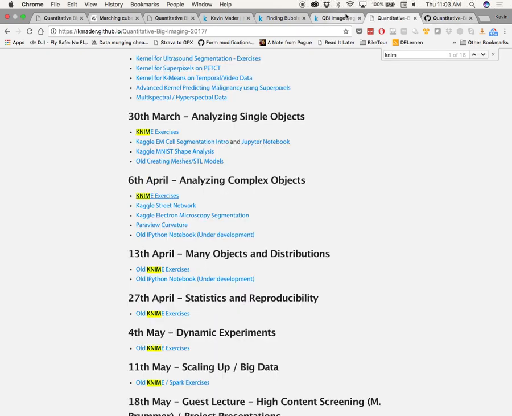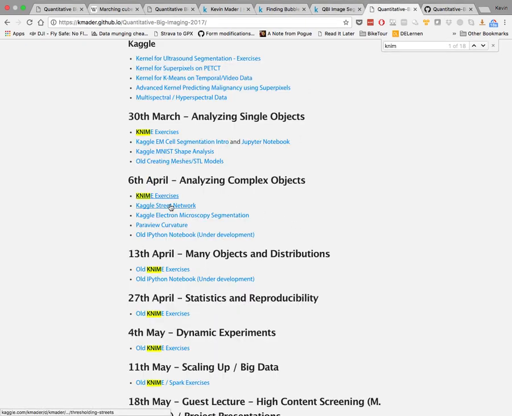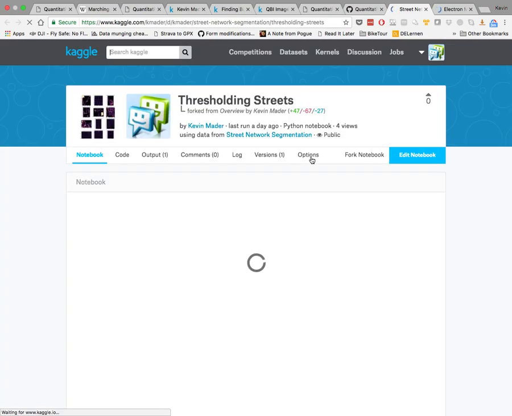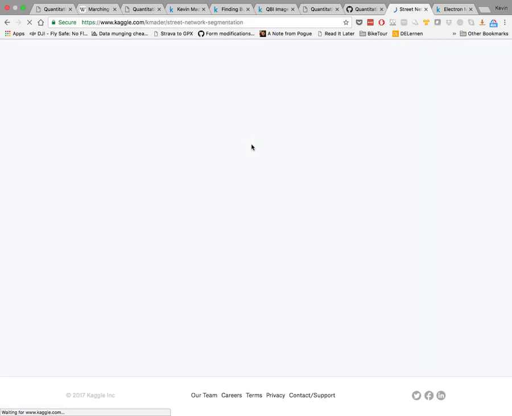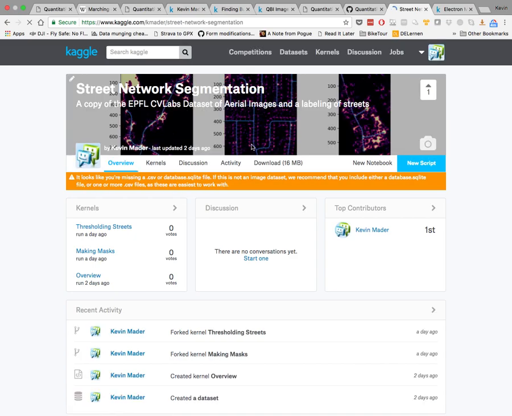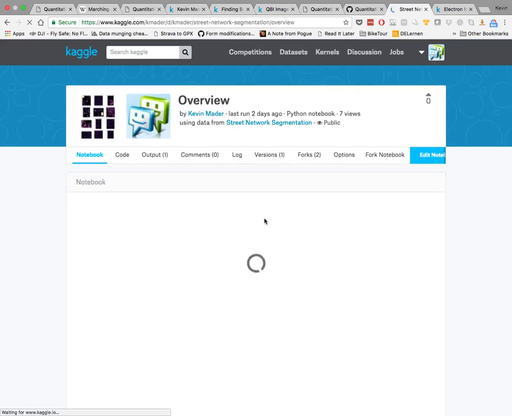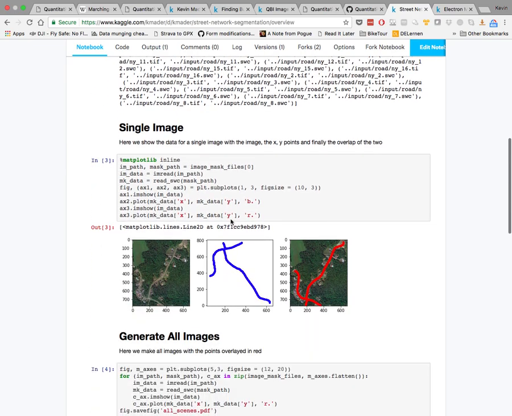We then have alternatively the Kaggle data sets, which are potentially more interesting, where you have a street network from aerial images. And so this data set comes from the computer vision lab at EPFL. We've just prepared it as a Kaggle kernel. And so what you have here is sort of this overview. And you have these pictures of streets taken from an aerial or a satellite image. And you want to be able to identify where the roads are and how wide they are.